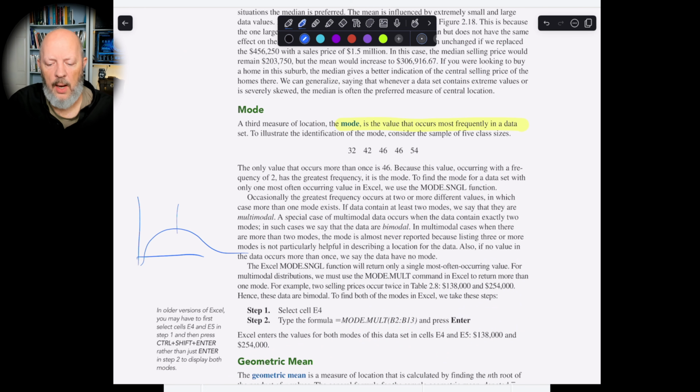Mode is the most common value that occurs in your data set, or at least whatever you're trying to calculate. Sometimes you're looking at marketing terms and maybe you want to use a mode to work on that. We use it to say, hey, this is the most common number. I mean, that's literally what you use it for.